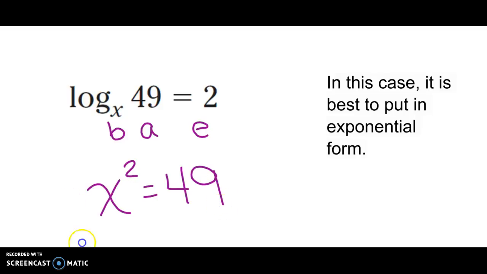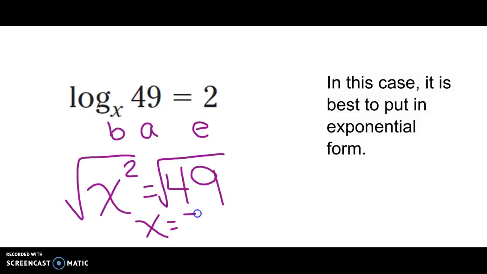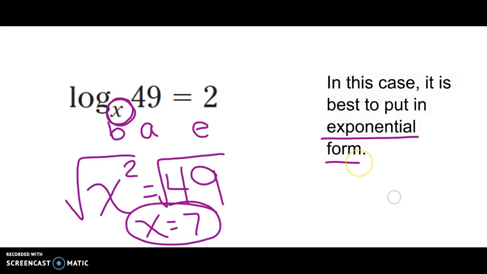Well, how would you solve that? You could square root both sides, and you get x is 7. And that is really all you have to do with that. So when your x is down here somewhere else, it's probably better to put it in exponential form. All right, let's try another one.